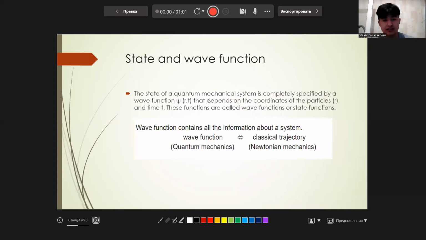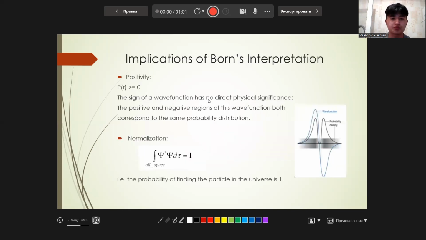State and wave function. The state of a quantum mechanical system is completely specified by a wave function psi that depends on the coordinates of the particles and time. These functions are called wave functions or state functions. The wave function contains all the information about the system. The wave function in quantum mechanics replaces the classical trajectory of Newtonian mechanics.